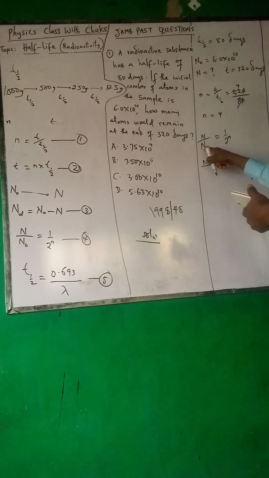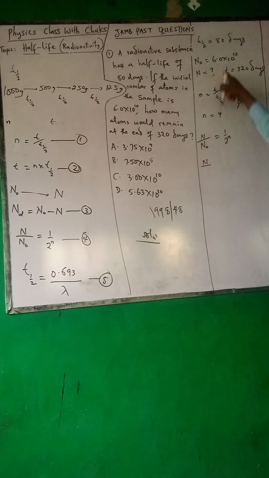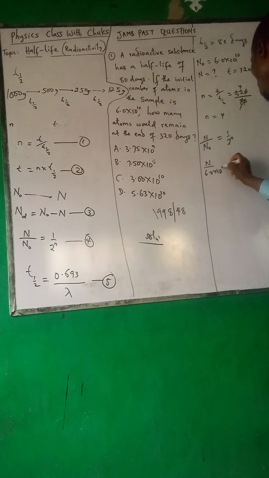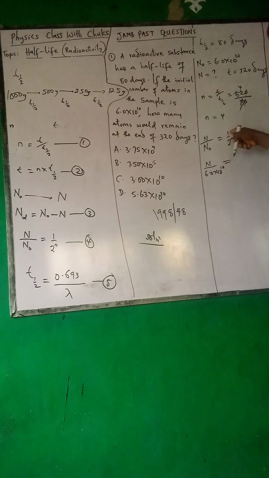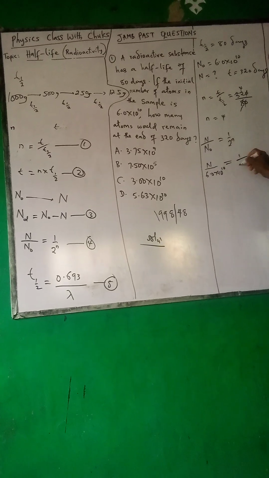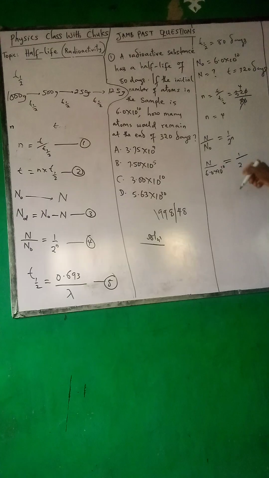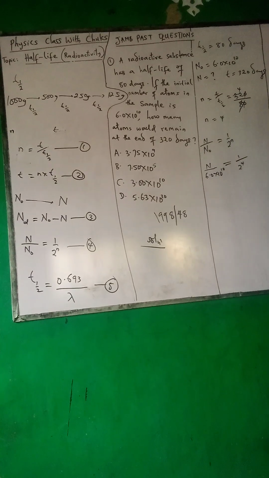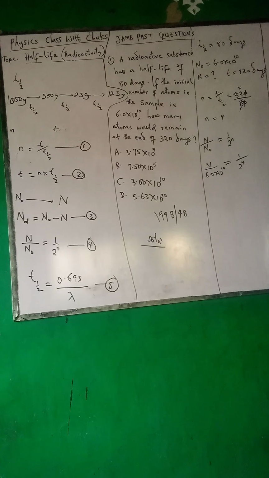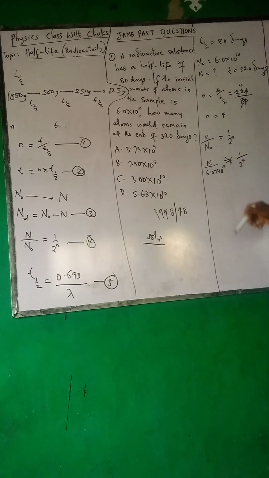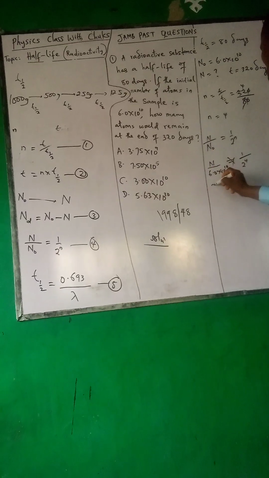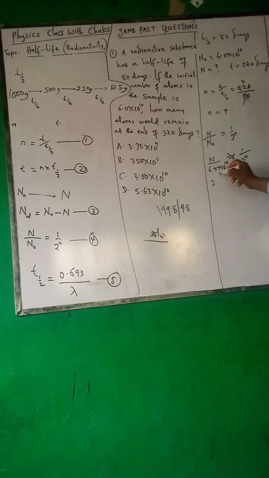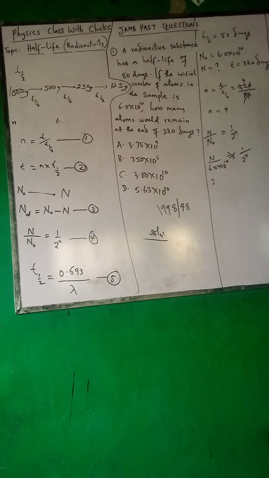This one is given here, which is 6.0 times 10 power 10, equal to 1 over 2 power n. And n is 4, right? Now, what will I do in this case? I have to cross multiply. This will times this, so I have 2 power 4, and 2 power 4 is 16.